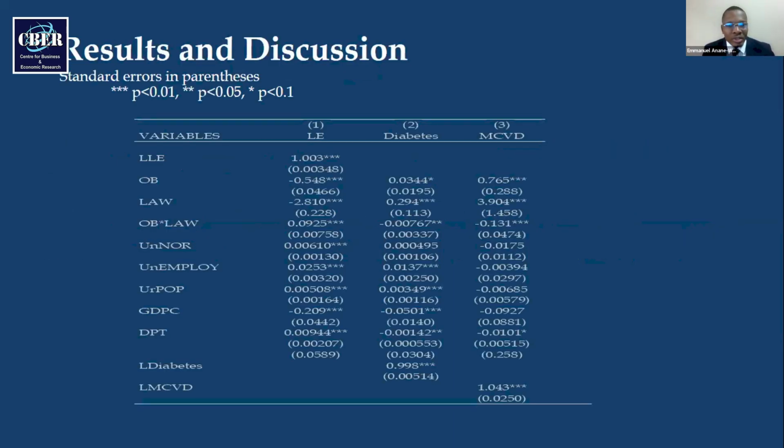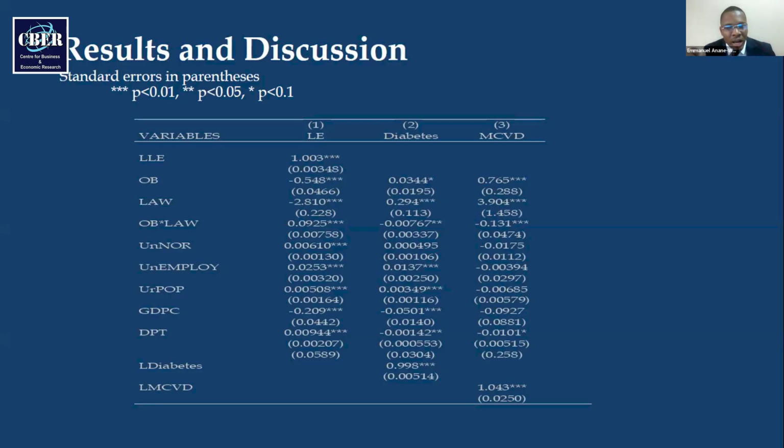What are the results once we did that? Interestingly, look at it. A percentage increase in obesity leads to a 0.55 reduction in life expectancy, and that is statistically significant. A percentage increase in obesity rates in Sub-Saharan Africa also leads to a 0.03 percentage increase in diabetes prevalence.